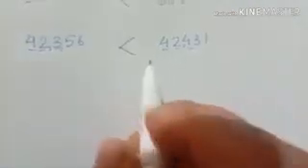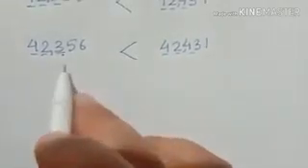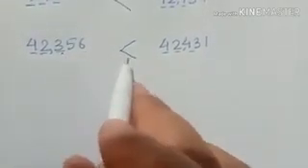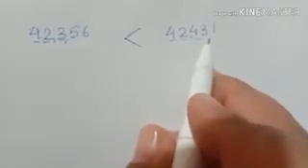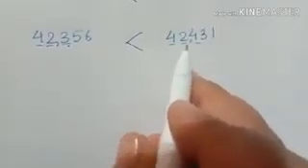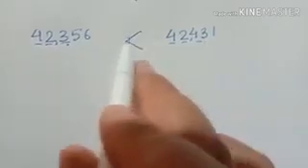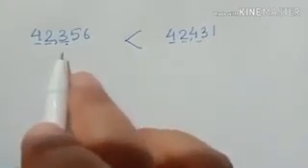And this sign tells us that 42,356 is less than 42,431, or you can read it as 42,431 is greater than 42,356. Well, now the next example is comparing three numbers.